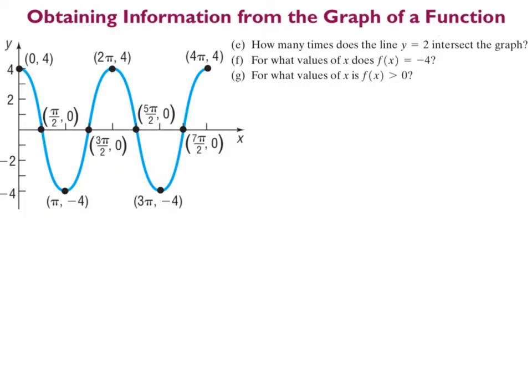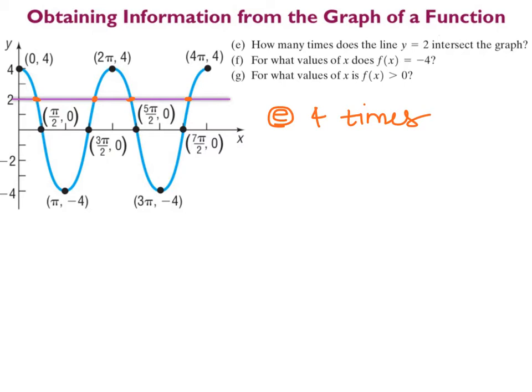Part E says: how many times does the line y equals 2 intersect the graph? So I'm going to put a y equals 2 line on here. It's not a totally crappy line because I didn't draw it myself. This purple line is y equals 2, and it looks to cross our function 1, 2, 3, 4 times.